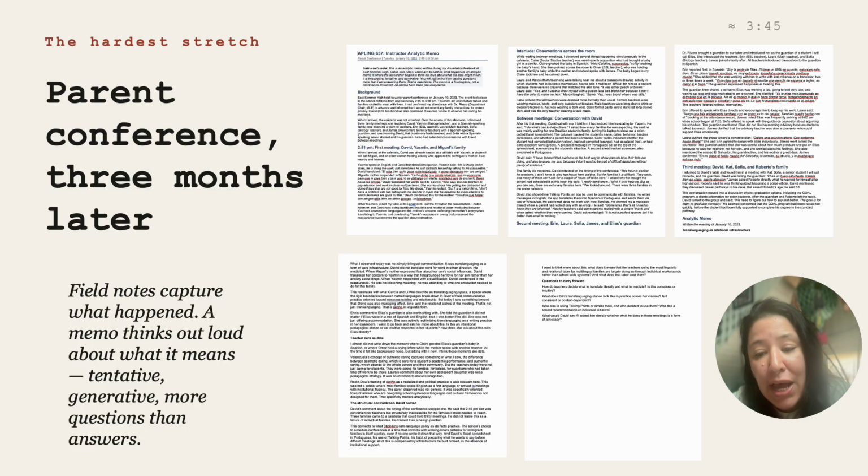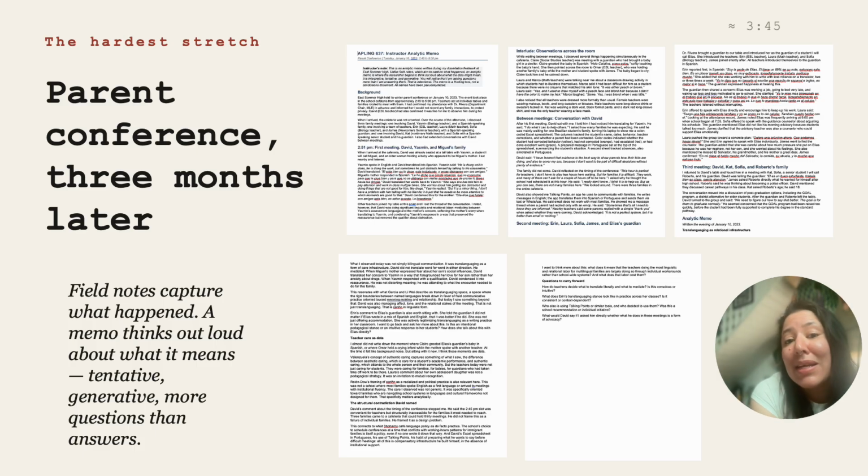So notice how different it is in purpose. Field notes try to capture what happened. A memo is where I think out loud about what it might mean. It is tentative, it is generative, and you'll see I'm asking far more questions than I'm answering. And that's not a weakness of the document. That is what the genre is for.